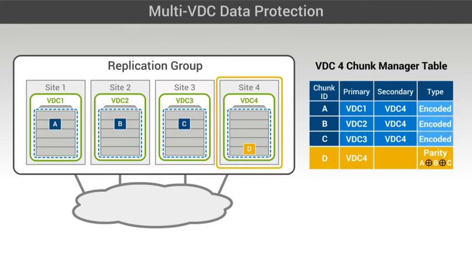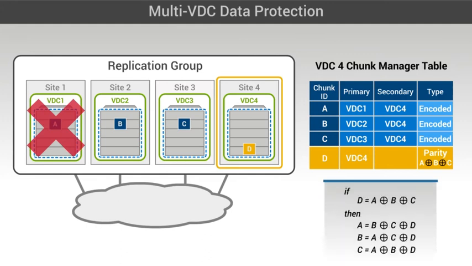In the event that VDC1 goes down, VDC4 can reconstruct chunk A by using chunk B from VDC2 and chunk C from VDC3, and then perform an XOR operation on them with chunk D from VDC4. Similarly, if VDC2 or VDC3 goes down, VDC4 can reconstruct the respective chunk by using the sibling VDC primary copies of the chunk and performing an XOR operation with chunk D from VDC4.